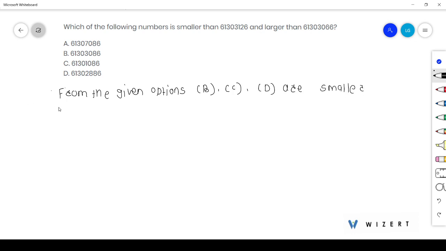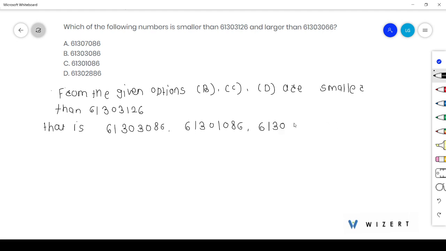smaller than 61,300,3,126. That is, option B means 61,300,3,086. C means 61,300,1,086. And D means 61,300,2,886. These three numbers are less than 61303126. Okay.